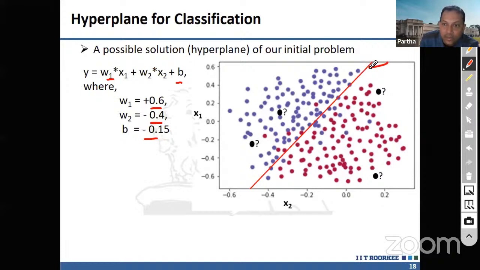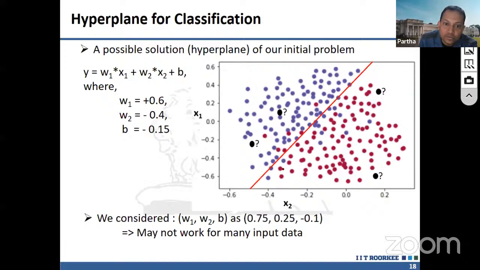Then, given a new example that comes, this one, I'll say that this example is on the right side, so it will be red. If examples are coming on the left side, they will be blue. Now, this is a good combination for separation of these points, but we used some other feature and point values.